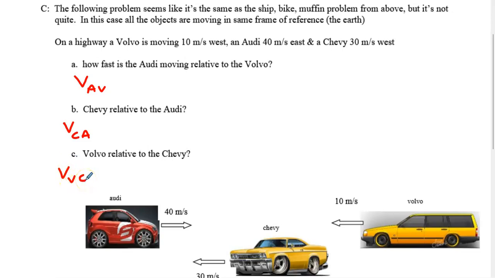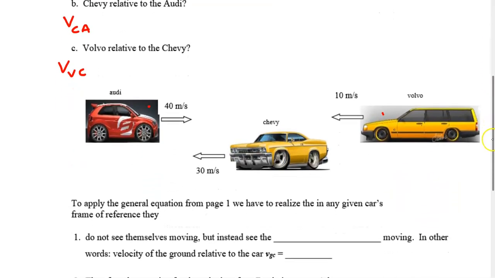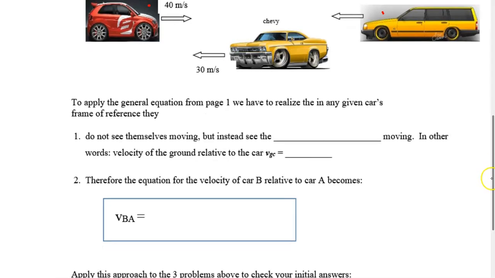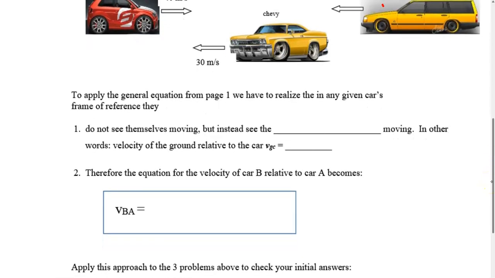So in the first one, imagine you're in the Volvo. You're in this car right here. How fast does this car seem to be coming at you? Again, you can work this out conceptually and perhaps get the right answer, but we want to make sure you're doing this consistently right. Okay? So in order to do that, we're going to try to do our equations from before.